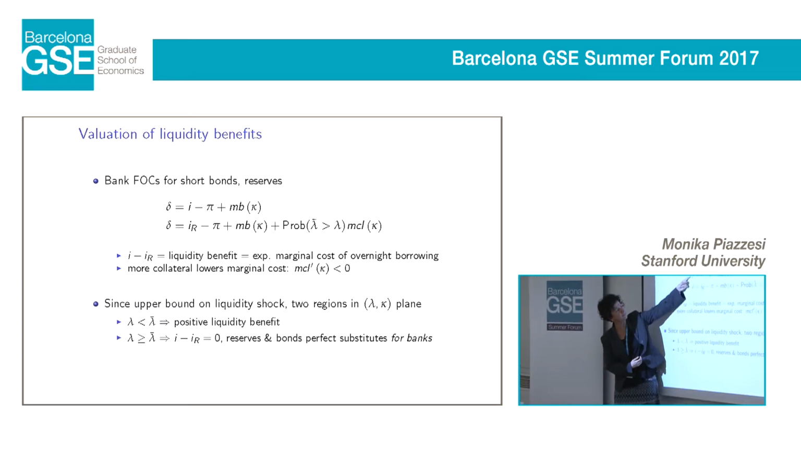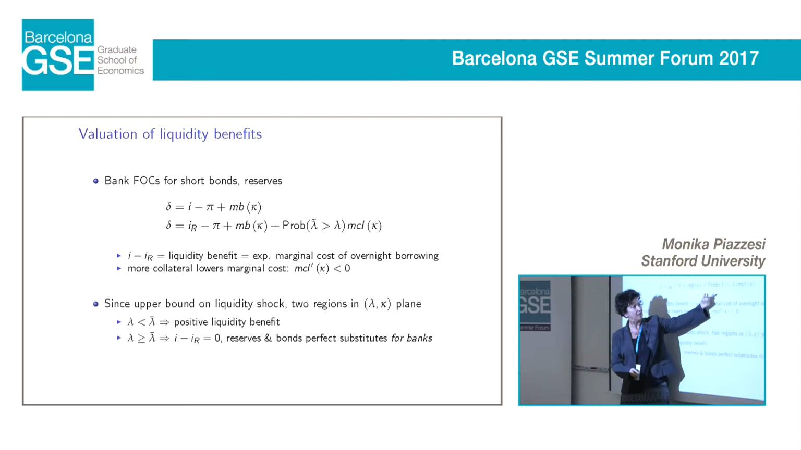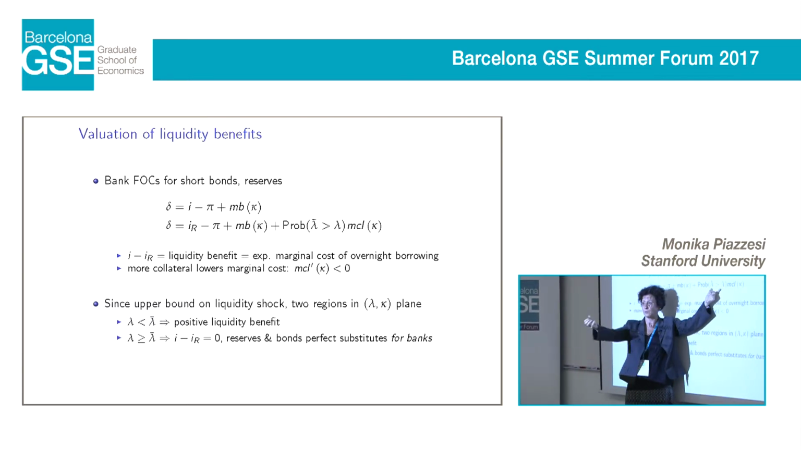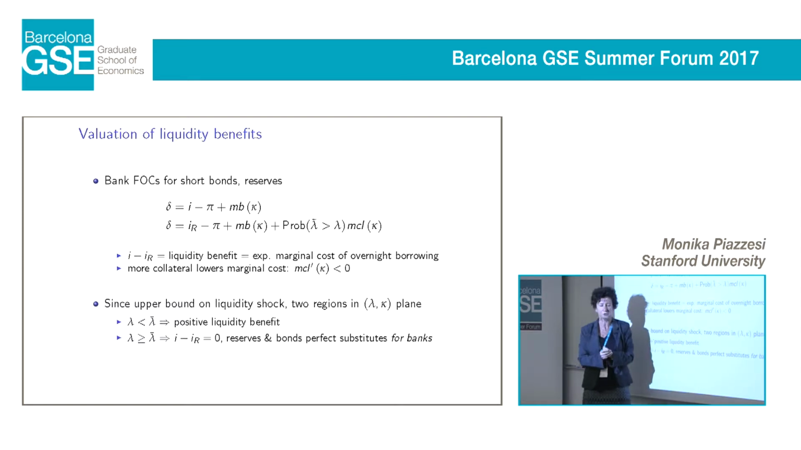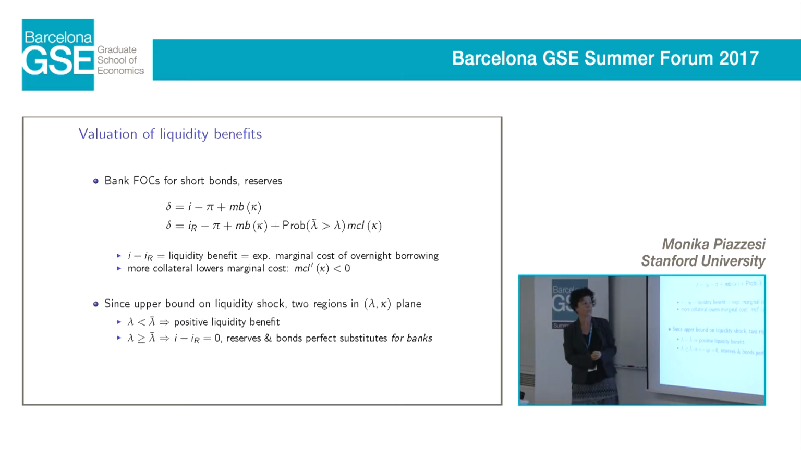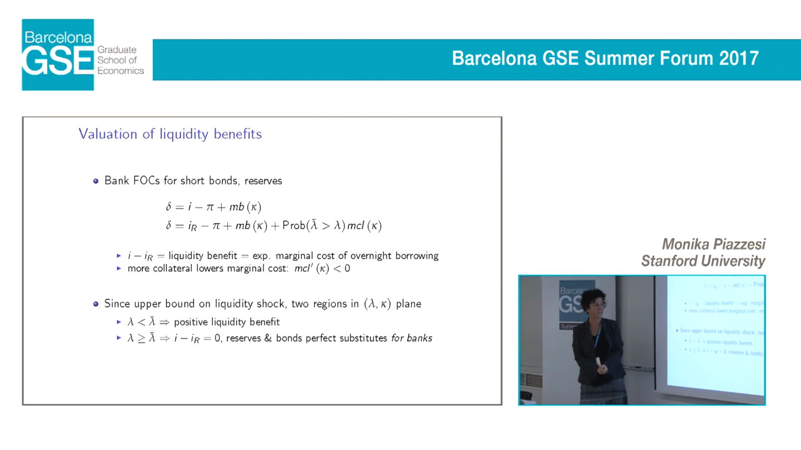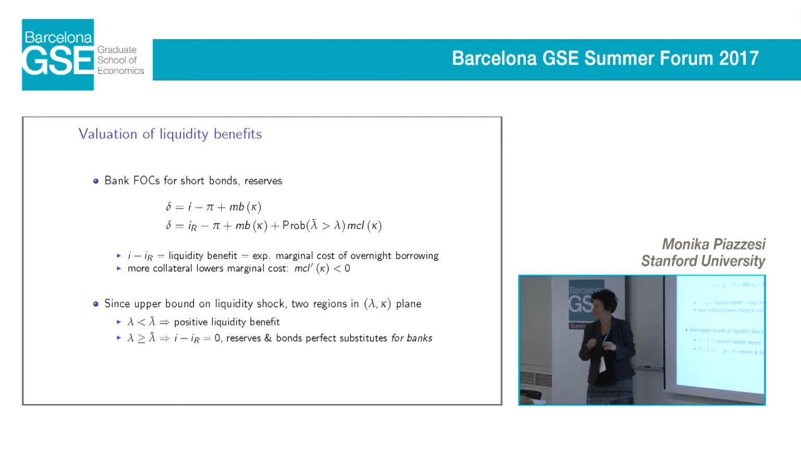You can already see the difference between choosing whether to hold bonds or whether to hold reserves: it is basically these costs of having to borrow from another bank. If you have a low collateral ratio, this is costly to do. And so the more collateral you have as a bank, the cheaper it is to borrow from another bank.